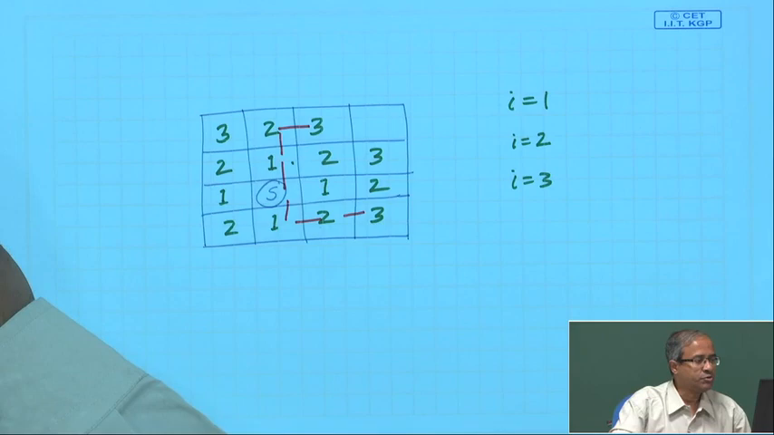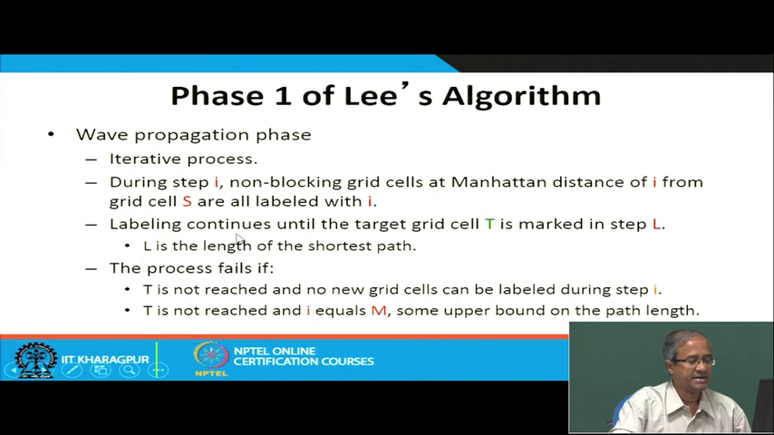So you carry out labeling the cells like this, and this labeling continues until the target cell T has been marked. Let us say we need L number of steps for doing that. So this L will indicate the length of the shortest path, because we are doing a breadth first search with respect to the Manhattan distance, we are visiting all cells at Manhattan distance of 1, then distance 2, then distance 3. In this way we proceed. As soon as we reach the cell with label L, which means we have already reached this cell, and L is the minimum number of cells you have to traverse to reach it, that is the shortest path.